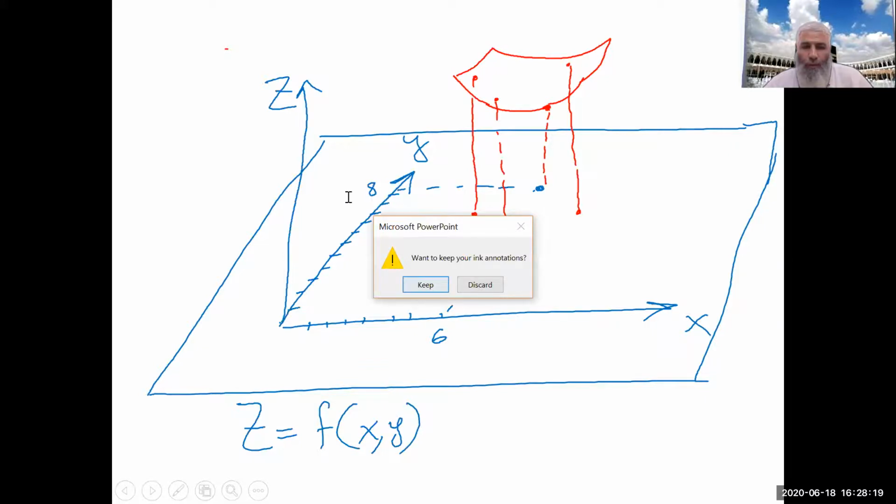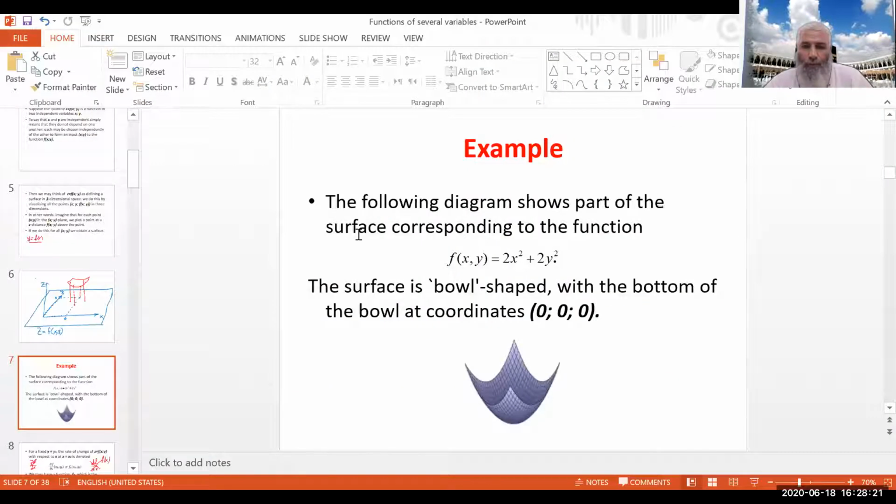Like here, the following diagram shows part of the surface corresponding to the function f of x and y equals x squared plus 2y squared. The surface is bowl shaped. Bowl, like a dish in Arabic, understood. With the bottom of the bowl at coordinates 0, 0, 0.